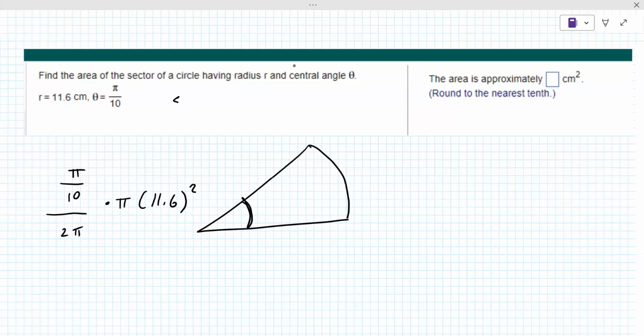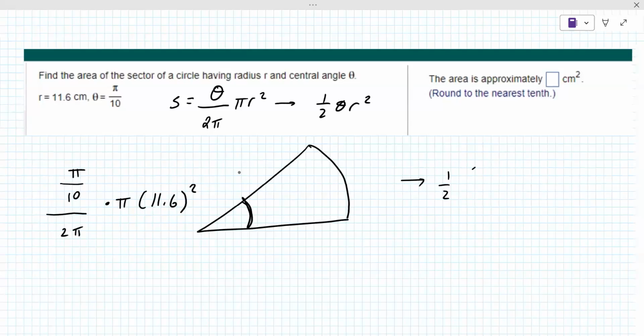So the formula here is typically pi r squared, but you have to take your angle and divide it by the 2 pi. A lot of times you'll just see it in books as 1/2 theta r squared. So we can also use that formula. I've probably made it too confusing. It is also 1/2 times pi over 10. You're given pi over 10. Your radius is 11.6 squared like that.